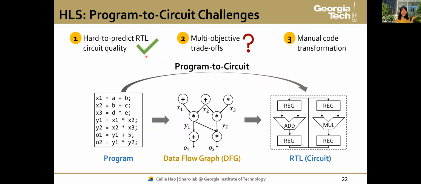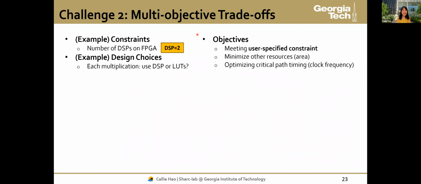So let's say we temporarily, for now, solved the first challenge. And now let's take a look at the second challenge, which is about multi-objective trade-offs. Here are some examples. These are only examples, of course. In real cases, we have a lot more different choices and constraints. So for example, we have the constraint that the number of DSPs on the FPGA should be 2. We only want to use 2 DSPs. And now our design choice is for each multiplication, either we can use DSPs to implement or we can use lookup tables to implement them.